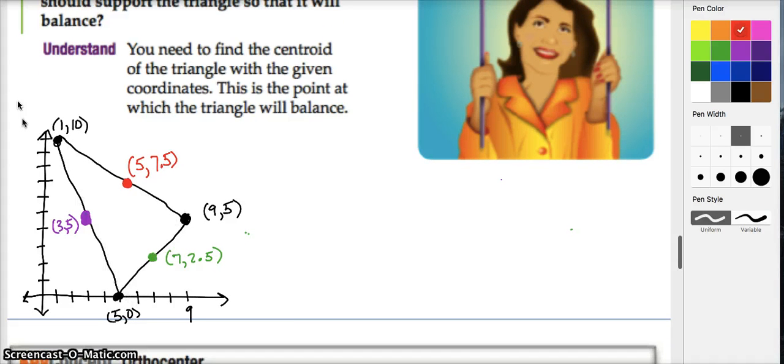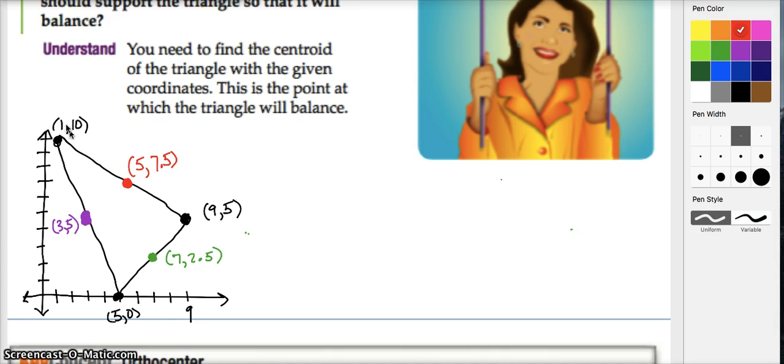We know that the centroid is found at the place where the medians intersect. So in order to find the medians, I needed to actually find the midpoints. You guys remember how to find the midpoint? I'm going to talk about this purple one in a minute. The purple midpoint between (1, 10) and (5, 0): we add up the 5 and the 1, get 6, divided by 2, we get 3. Add the 10 and the 0, divide by 2, we get 5. Therefore, (3, 5) is the coordinate of the midpoint of this segment with endpoints (1, 10) and (5, 0).